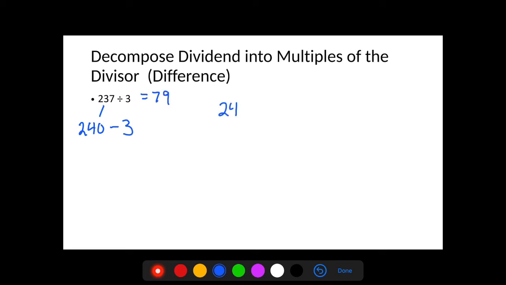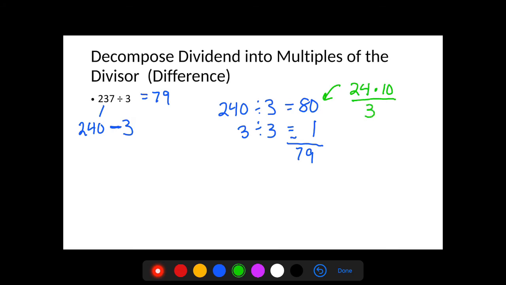What did I do? I took 240 divided by 3 and got 80. I took 3 divided by 3 and got 1. Then I took the difference and got 79. If 240 divided by 3 was tricky for you, we know that 240 is just 24 times 10. So if I know 24 divided by 3, which is 8, I have 8 times 10, which is 80.